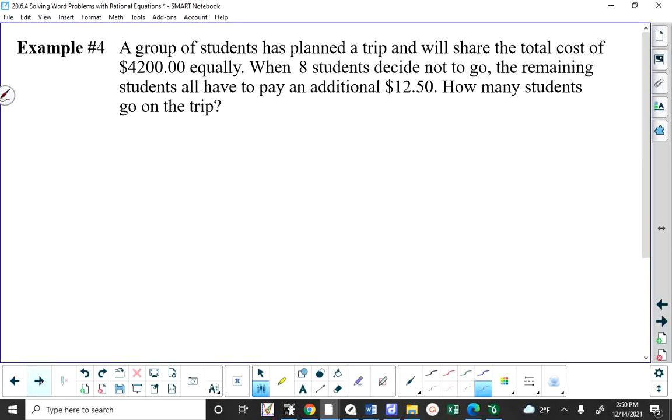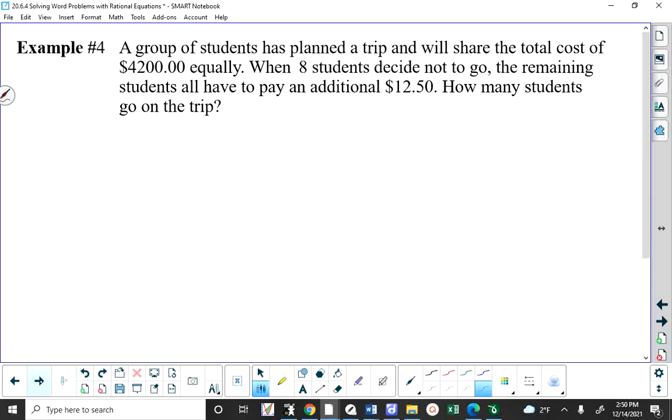So imagine that we all decided to go on a trip to the Museum of Mathematical Shapes in Edmonton. I don't know that such a place exists, unfortunately, but we all decide to go, and it's going to be $4,200. They're going to give us a big supper, and it's going to be an exciting event. But 8 of you go, you know what? I've seen enough shapes in my life. I'm not going to go.